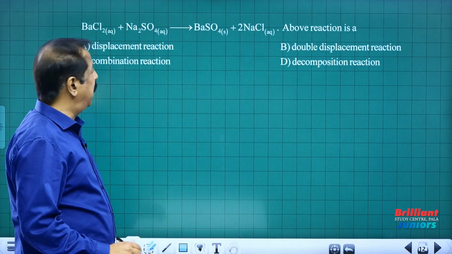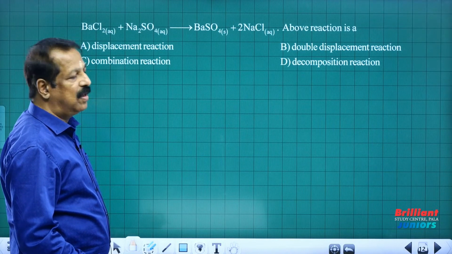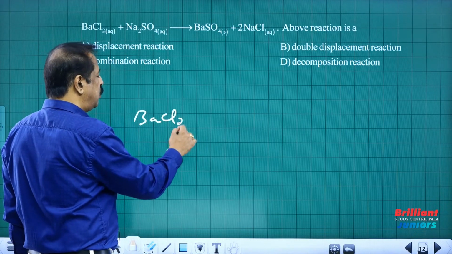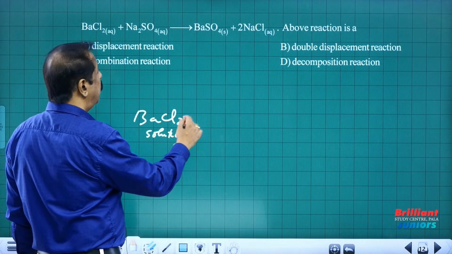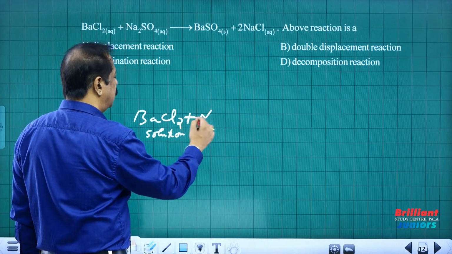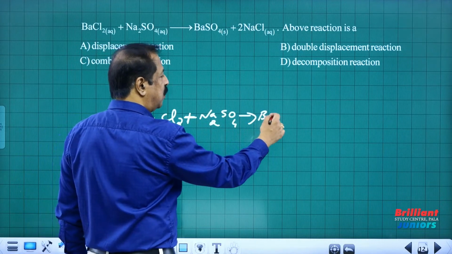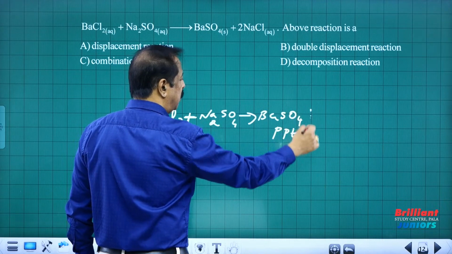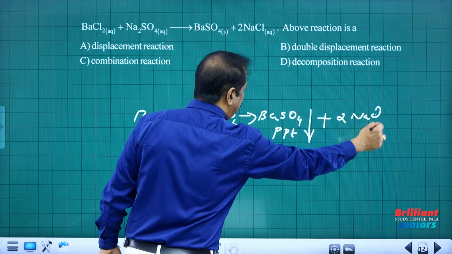Then barium chloride reacts with Na2SO4. The product is BaSO4 plus NaCl. I will write the equation. Barium chloride solution, given as aqueous, plus Na2SO4. The product is BaSO4 precipitate. The precipitate is represented by a downward arrow, plus 2 NaCl aqueous.